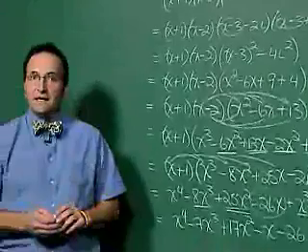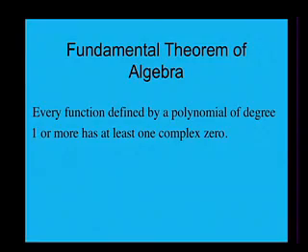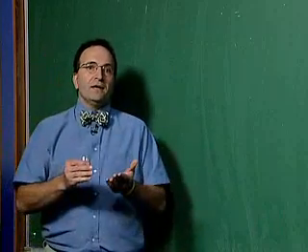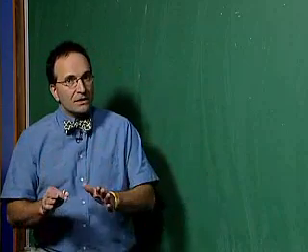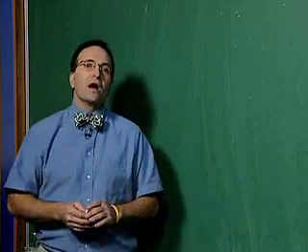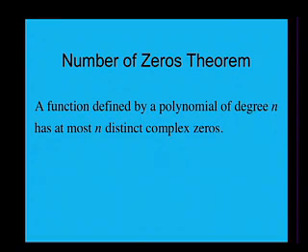Now we'll extend this idea by examining the fundamental theorem of algebra, which says every function defined by a polynomial of degree 1 or more has at least one complex zero. Now the fundamental theorem of algebra mathematically leads into something called the number of zeros theorem. So let's take a look at that. It says that a function defined by a polynomial of degree n has at most n distinct complex zeros.